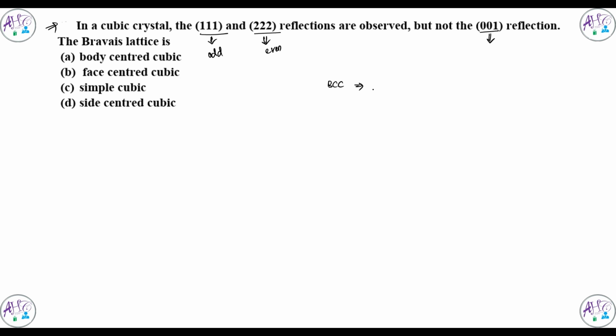So simply, see the conditions. In case of your BCC, reflections should be observed. That means for your BCC to be allowed, what is the condition? Your h plus k plus l is going to be equal to even, this is going to be allowed for your BCC. But for your FCC, your HKL plane should be either all odd or all even. So only under this condition this is going to be allowed. So the condition given here is for your BCC. So your option B is the correct answer. Okay. So these are general tricks.